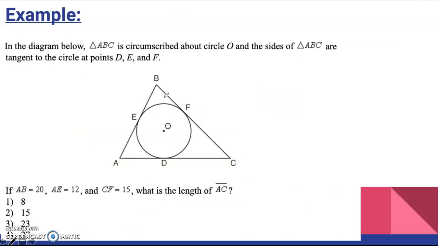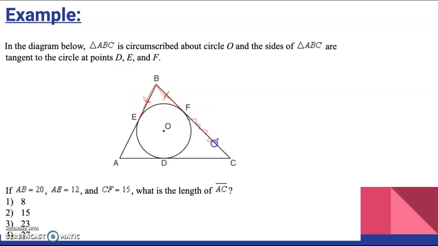In the diagram below, you have a triangle ABC. It's circumscribed about a circle, and the sides of the triangle are tangents to the circle at D, E, and F. Now, it's telling you that you have a circle. Before we even look at any numbers, here's how it works. It's telling you that we have tangent lines. So this line right here and this line, they're tangents. So that means these two are equal.